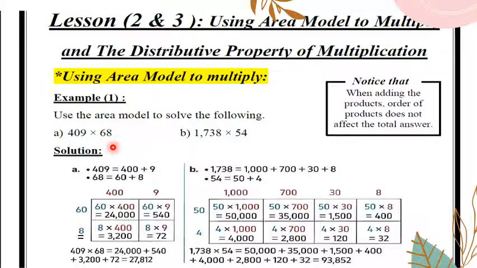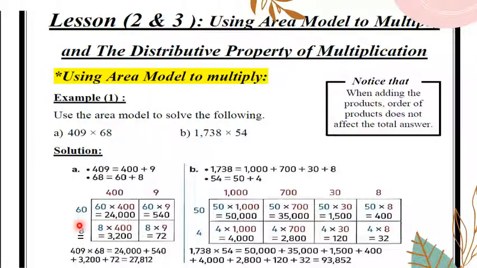First of all, we have to break the numbers. 409 means 400 plus 9, and 68 means 60 plus 8. Let's draw the area model and write these two numbers here, 60 and 8, and the other up, 400 and 9. Let's make multiplying. 60 times 400 equal 24,000, and 60 times 9 equal 540.